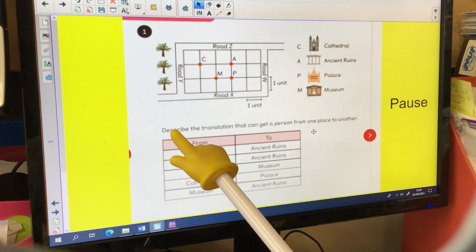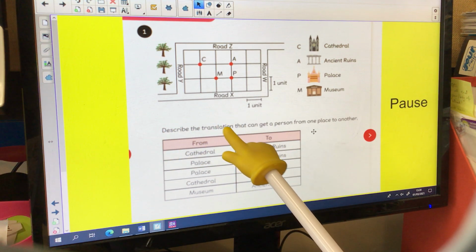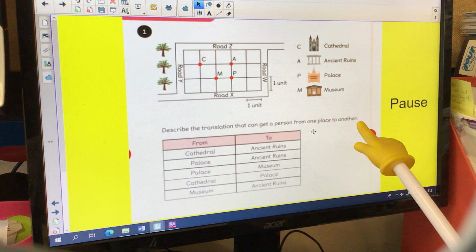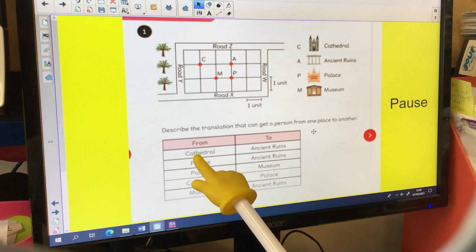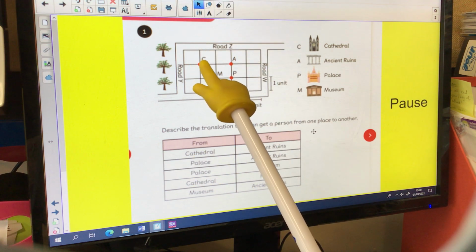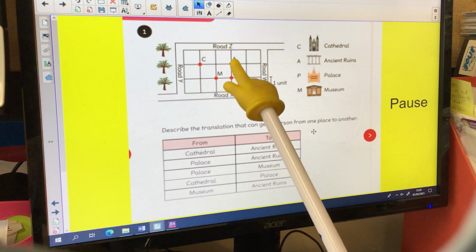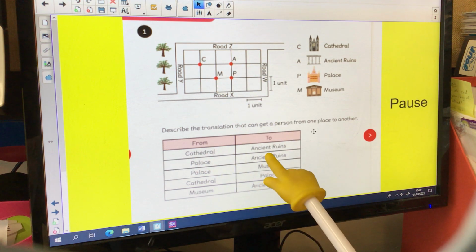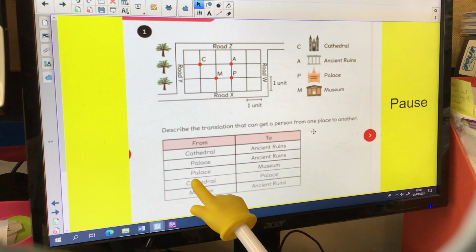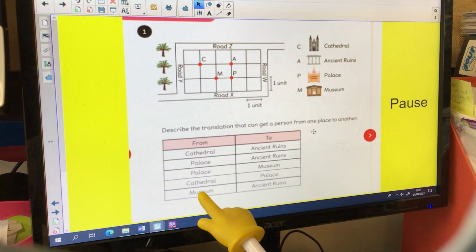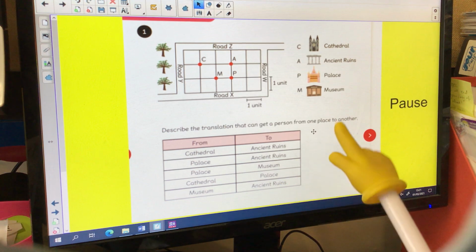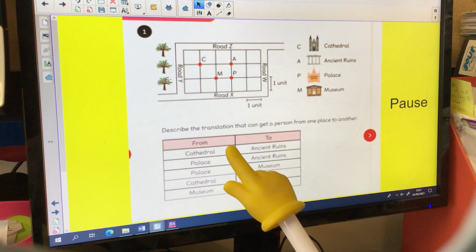So the question says describe the translation, the movement that can get a person from one place to another. So you've got to get from the cathedral to the ancient ruins. So what have you done to go from the cathedral to the ancient ruins? The palace to the ancient ruins, the palace to the museum, the cathedral to the palace, and the museum to the ancient ruins. You can pause the video and have a little go right now, and then I'll give you the answers.